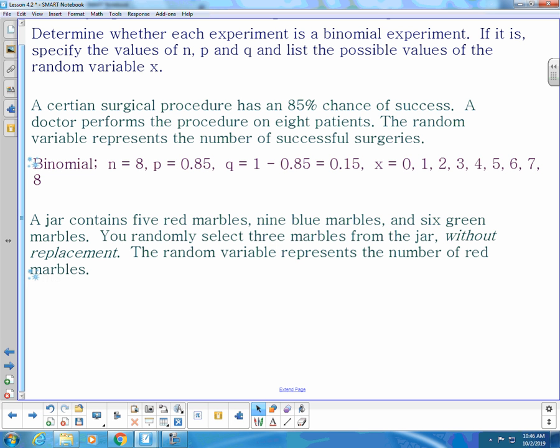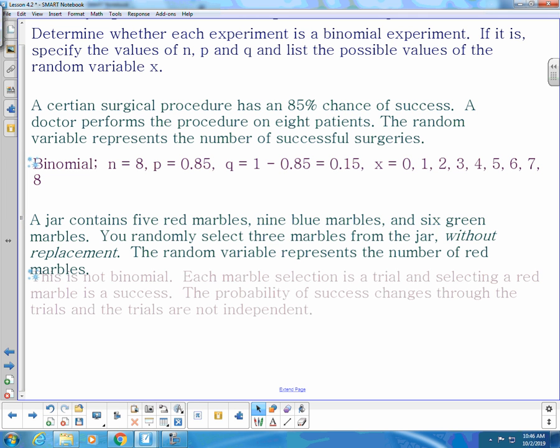A jar contains 5 red marbles, 9 blue marbles, and 6 green marbles. You randomly select 3 marbles from the jar without replacing. The random variable represents the number of red marbles. So you don't only have 2 outcomes, right? It's not either blue or red. So there's 3 possible outcomes, and we are not replacing, so it's not independent. It's dependent. Okay? You have to be able to explain why, though. Understand? Okay?